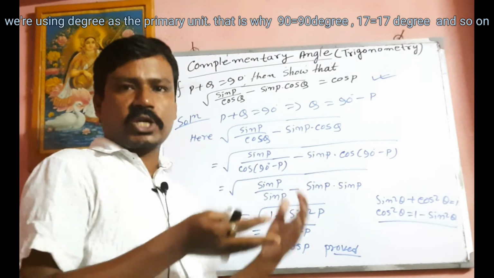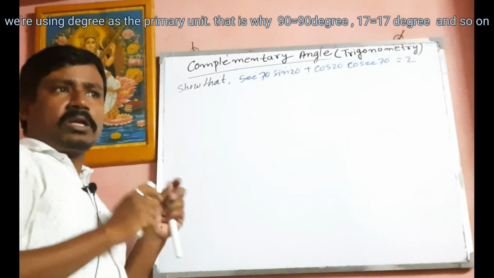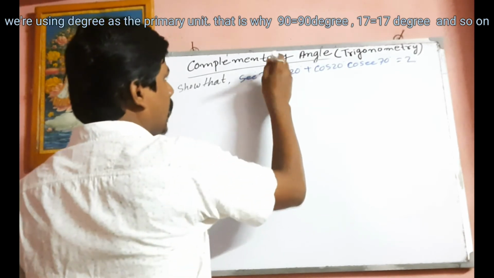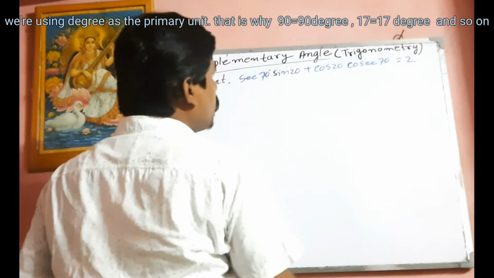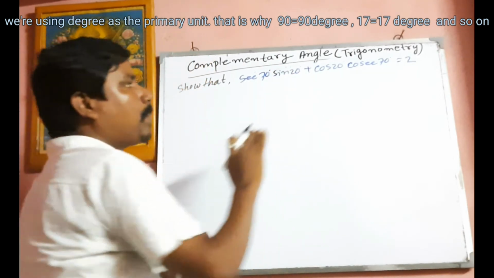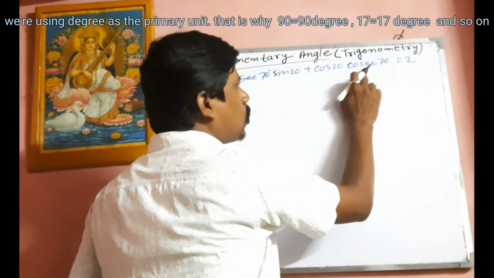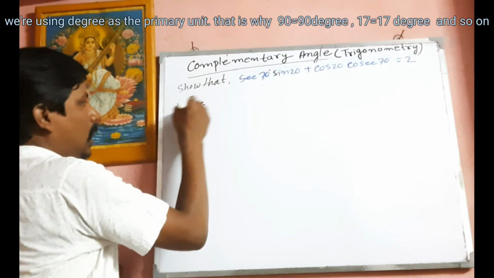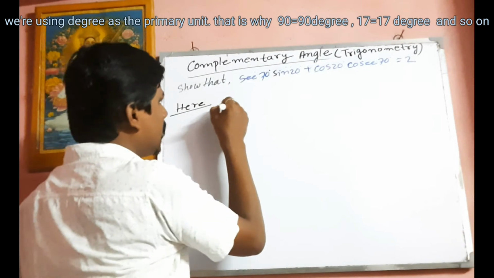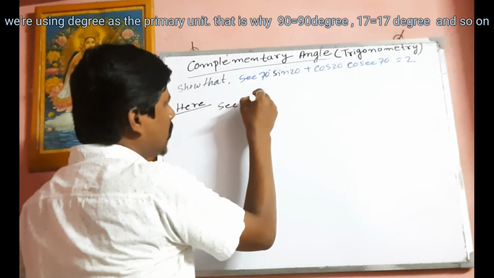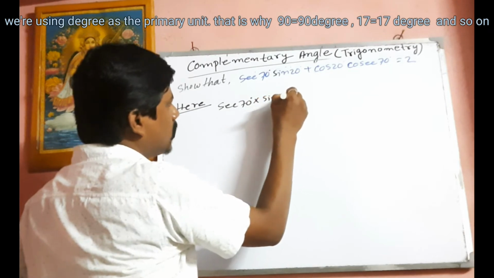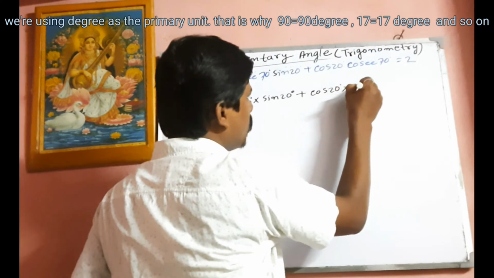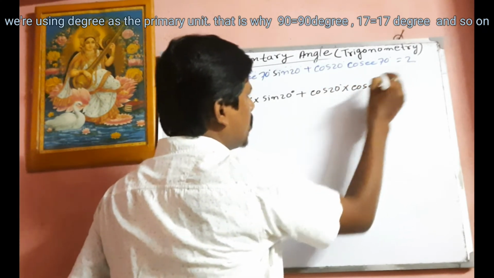Now we move to example 3 of this chapter. The third example of the day is to show that sec 70° multiplied with sin 20° plus cos 20° multiplied with cosec 70° is equal to 2. Here in the solution section, sec 70° multiplied with sin 20° plus cos 20° multiplied with cosec 70°.